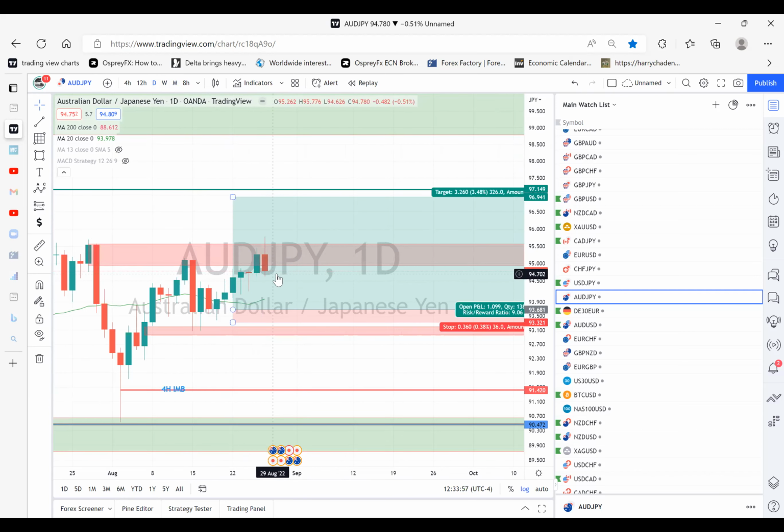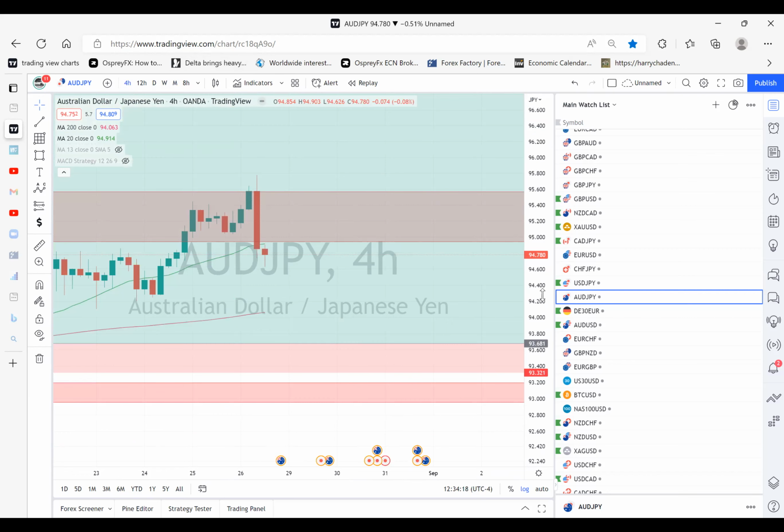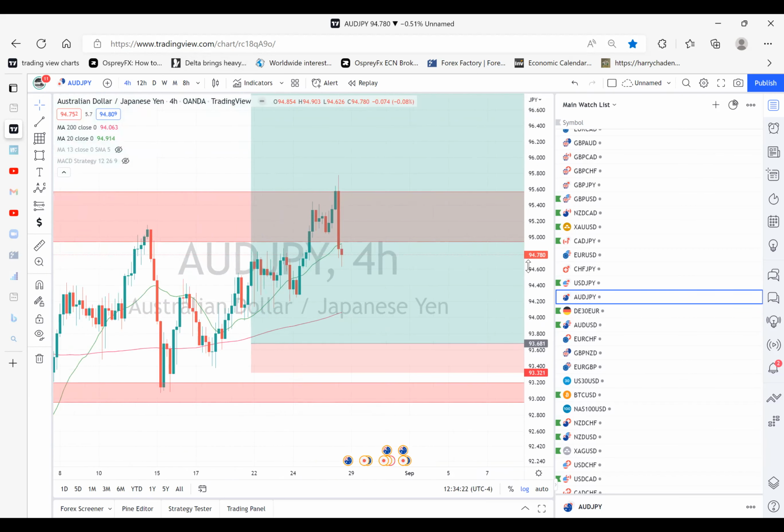Well, right now I believe I have a 4-hour imbalance, and there's been 3 rejections on the daily. Let's go to the 4 hours. 95,750. There's an imbalance right here. So you got it going up, filling the imbalance, maybe. Yes, then it's gonna come down.